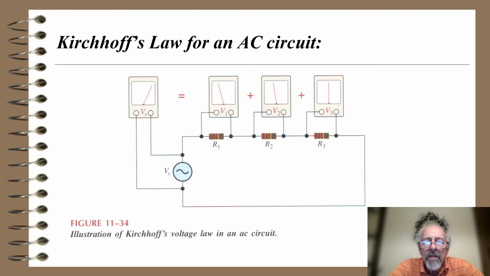Kirchhoff's law for DC says all the voltage drops add up to what's applied. Well, the same thing happens for AC. You see the voltage across R1, R2, and R3 add up to V sub S, what is applied by the blue AC signal generator there.